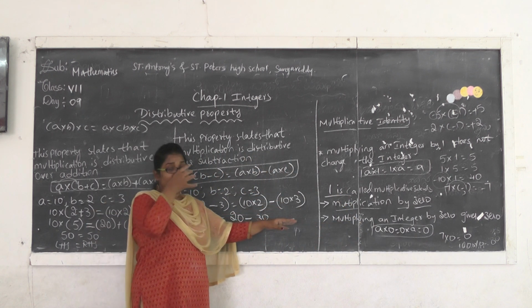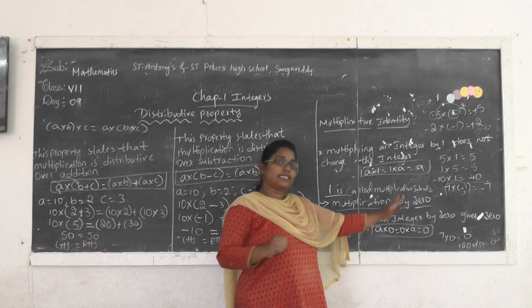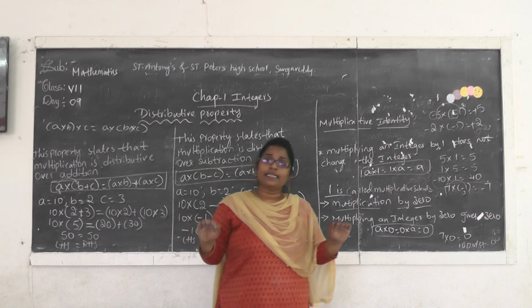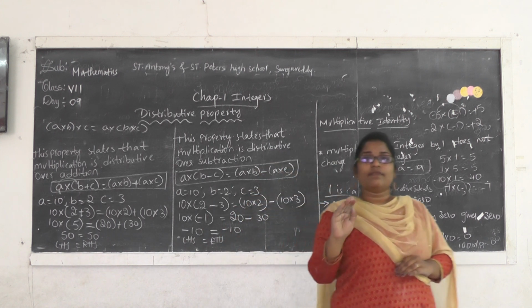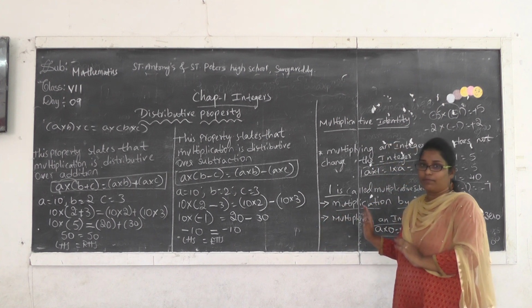What is meant by multiplication by 0? Multiplying an integer by 0 gives 0. That means if we multiply any integer by 0, the result will be 0 itself. Yes? So I hope that you understand these properties.